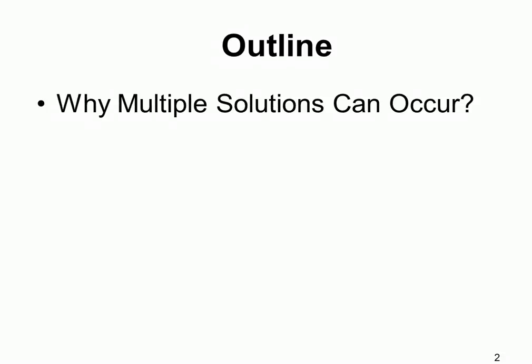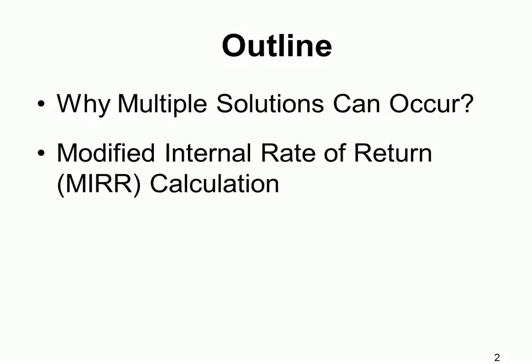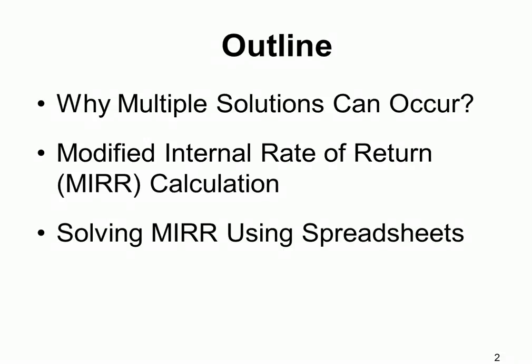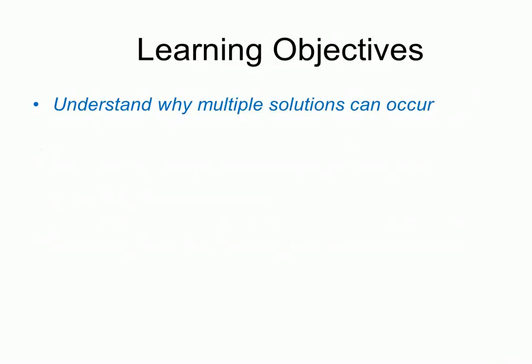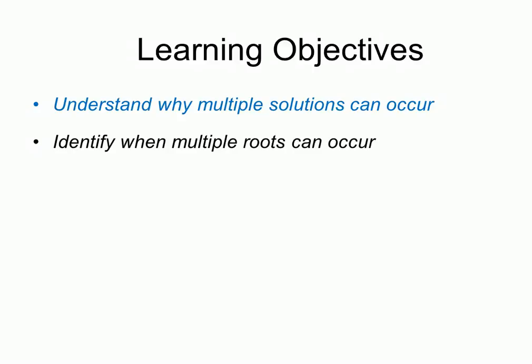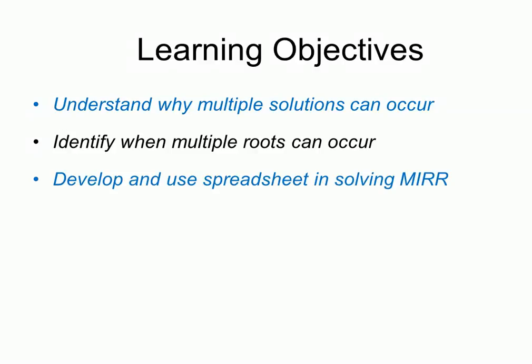Here's our outline for today. We will discuss why multiple solutions can occur. We will discuss the modified internal rate of return, or MIRR, calculation. And we will talk about solving MIRR using spreadsheets. Specifically, our learning objectives for today are to understand why multiple solutions can occur, to be able to identify when multiple routes can occur, and we will also develop and use a spreadsheet in solving MIRR.